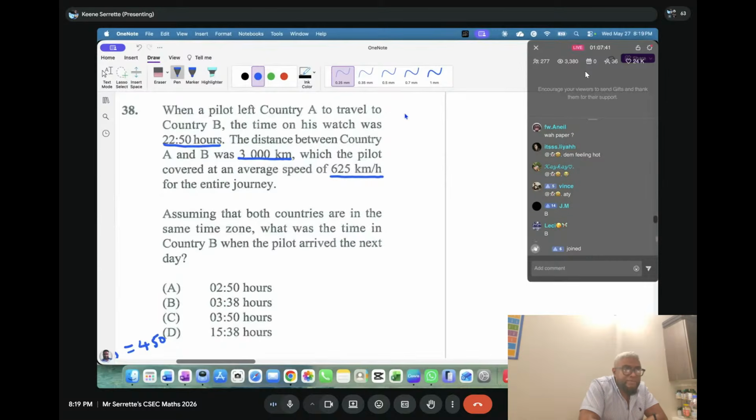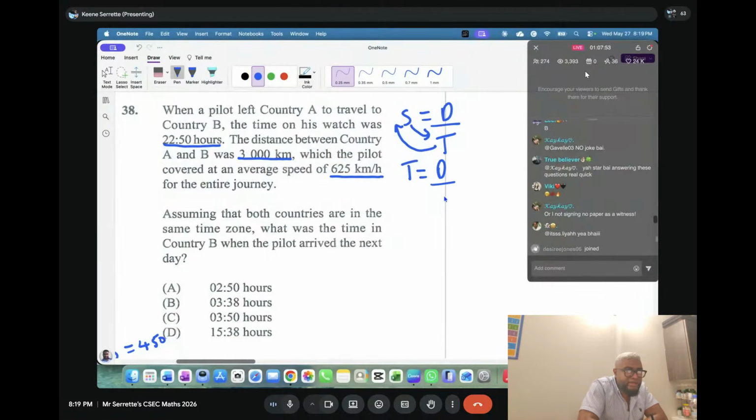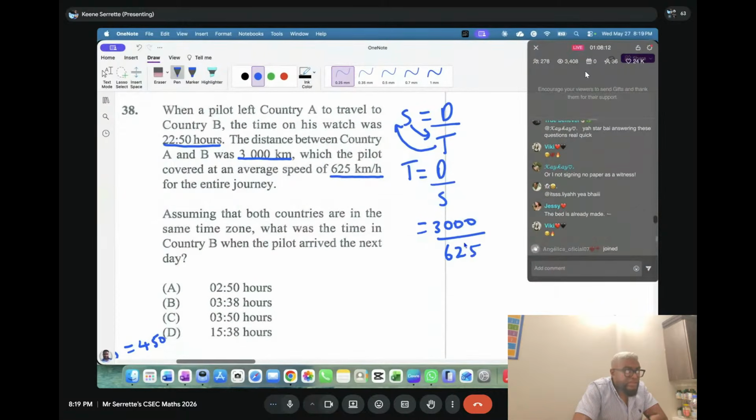So speed is the original formula. Speed is equal to distance over time. In order to find time, I'm going to carry t here and bring s here. So time would be equal to distance over speed. What is my distance here, my children? What is my speed? 625 into 3,000. Anybody work it out? Let me start with 25 now.